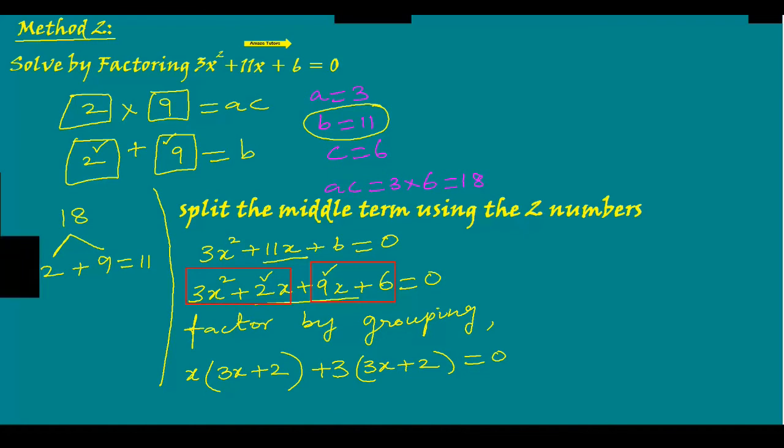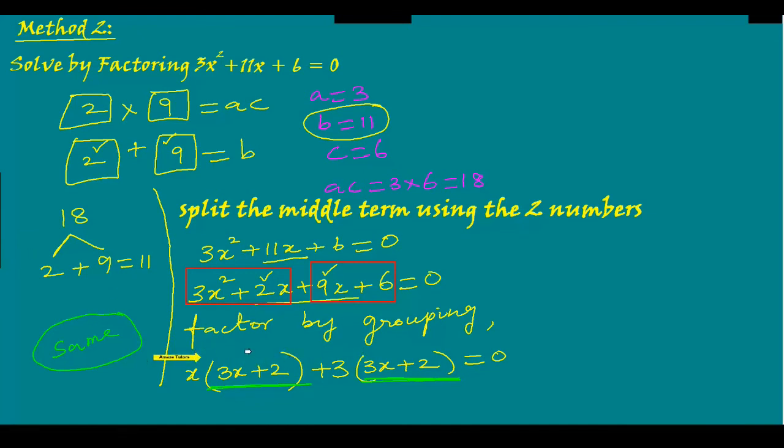I'll give you one clue to check whether your answer is correct or not, whether your steps are correct or not. Look at these two brackets. After factor by grouping, look at these two brackets. They should be the same. Then only your steps are correct so far. If you see any difference in these two brackets, that means something is wrong with your previous steps. Go back and check them. That is one clue I can give you.